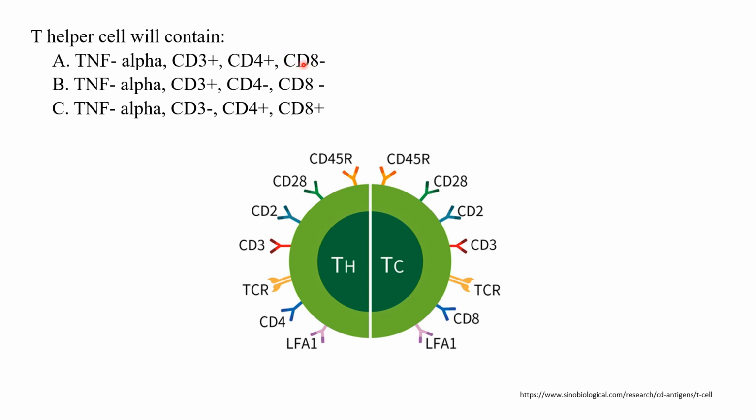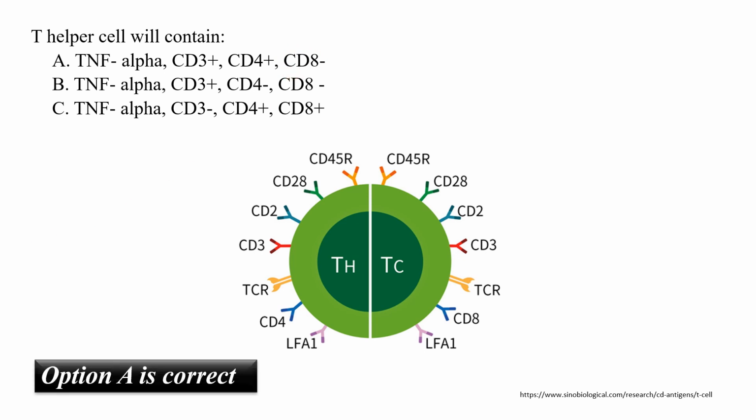Now, TNF alpha, that is tumor necrosis factor alpha, is an inflammatory cytokine which is produced by activated macrophages, T lymphocytes and natural killer cells, that is NK cells. So obviously it has TNF alpha, CD3 plus, CD4 plus and no CD8, that is CD8 minus. So the correct answer is option A.